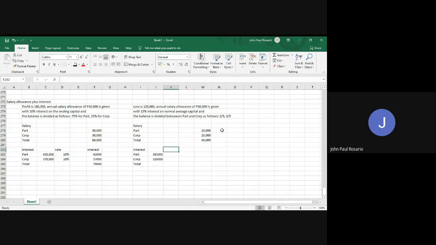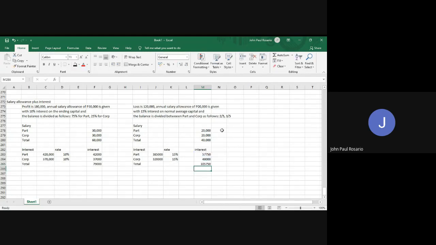Okay. So our rate is how much? 15%. Then our interest would be this one times this one, same as this one. Okay, and then total.